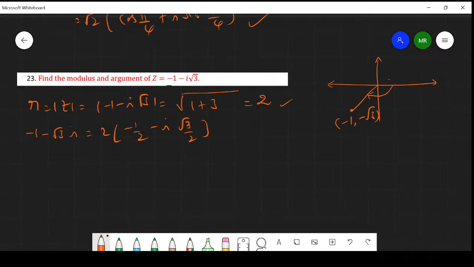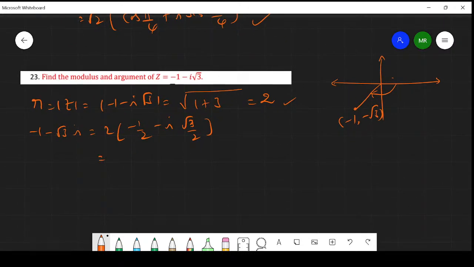So what I am telling you, this is a simple method only. I have written like this: 2 into minus cos pi by 3, minus i sin pi by 3.